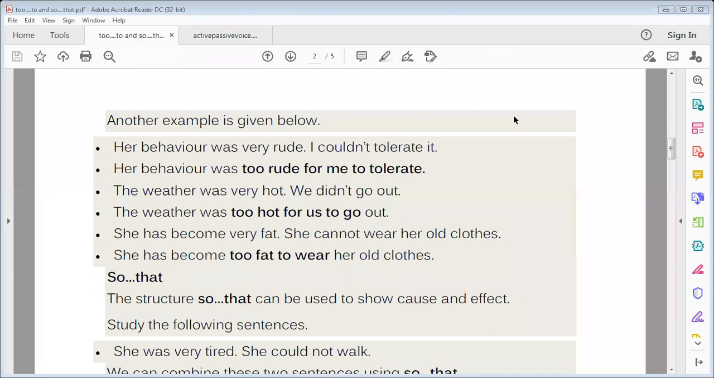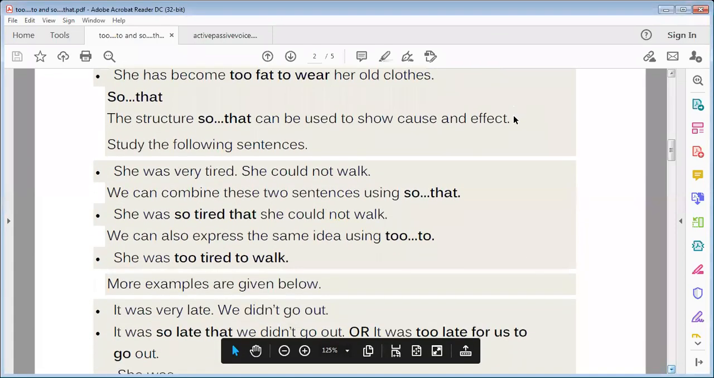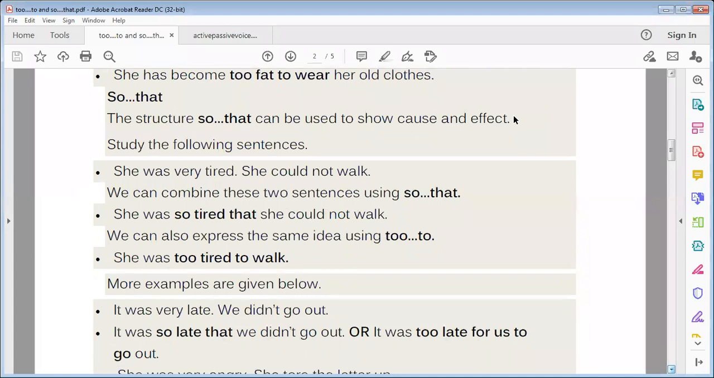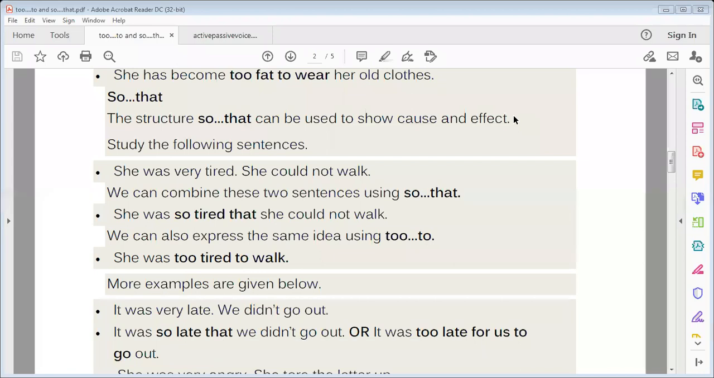Okay, now let's see how you're going to write the same sentences using so that. The structure so that can be used to show cause and effect. Cause and effect means what? काहीतरी झालंय म्हणून त्याचा काहीतरी आपल्याला इफेक्ट मिळतो. Means reason for something and what is the effect of it. Okay. She was very tired. She could not walk. So how will I join it using so that? She was so tired. See, I'm using so instead of very.